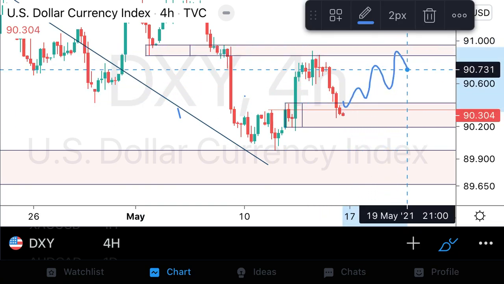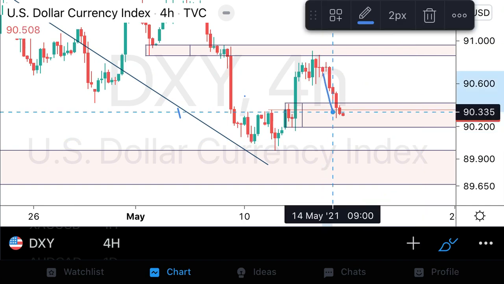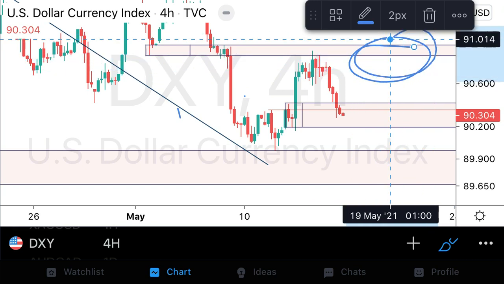I'm going to be paying attention to the exact same things. How does price actually make this move to the upside, and then as well, what does price do when we are in these areas?